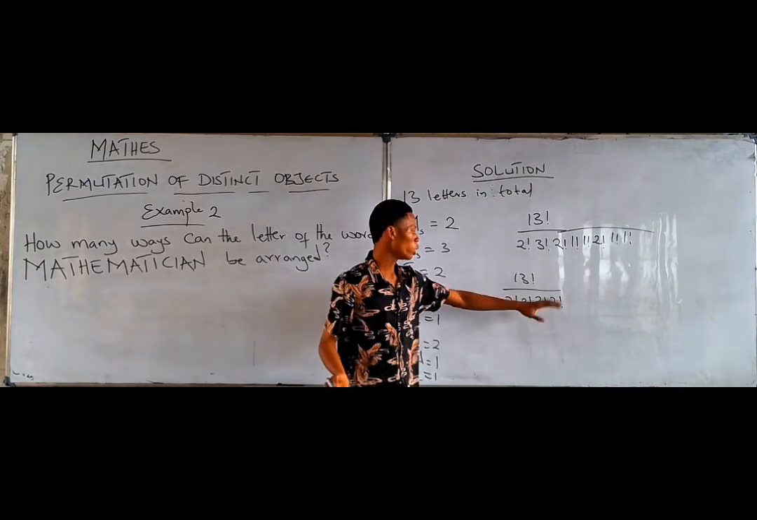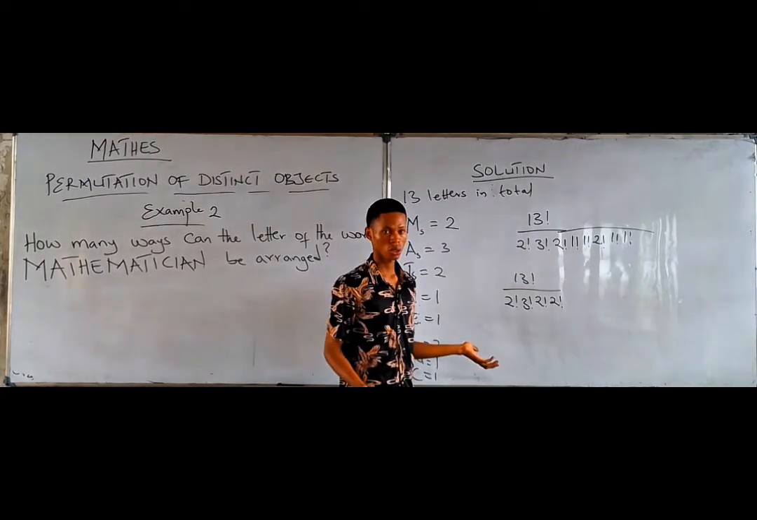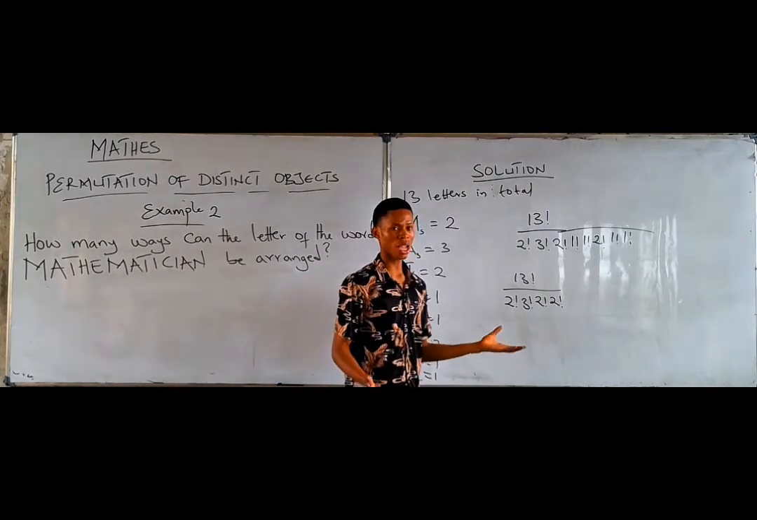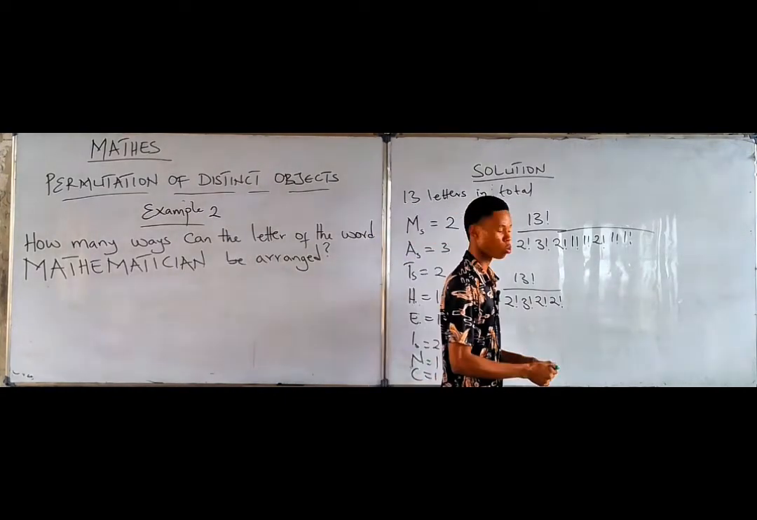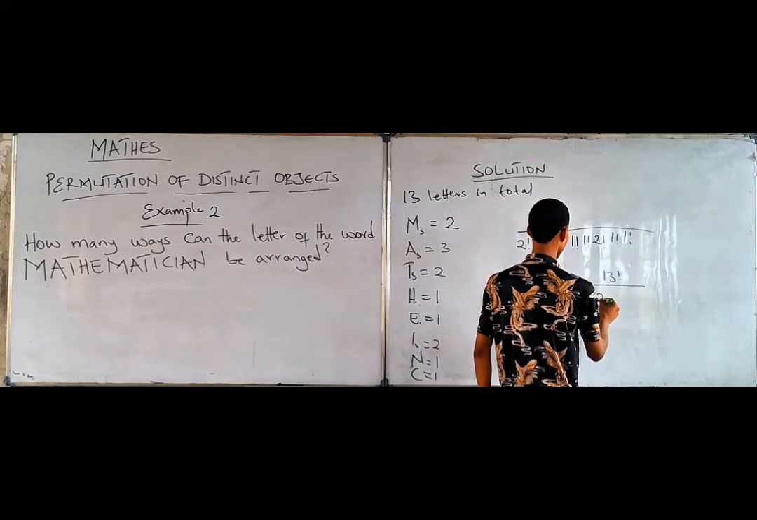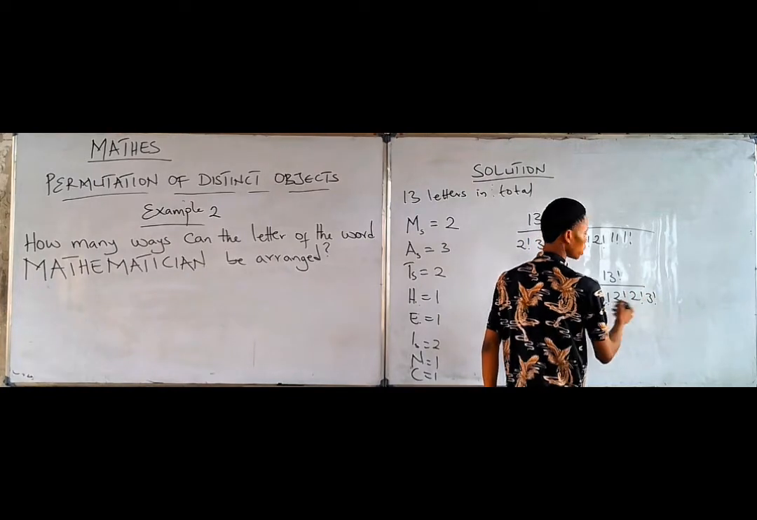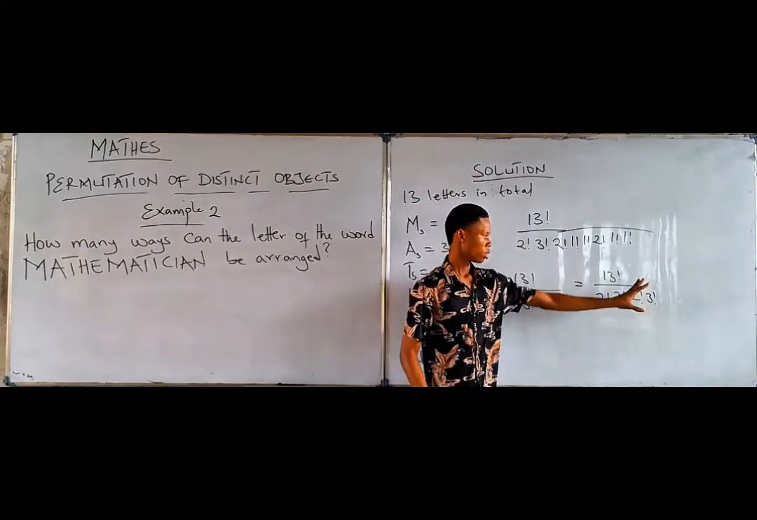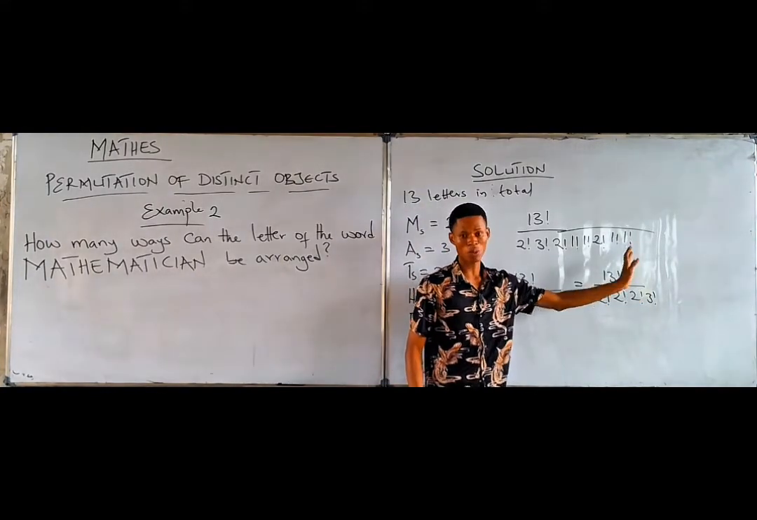That's all. You will now settle yourself out. But most times it is good to arrange from small to big, like something like this: 13 factorial all over 2 factorial, 2 factorial, 2 factorial, 3 factorial. Still the same thing. So from here, you can multiply out.